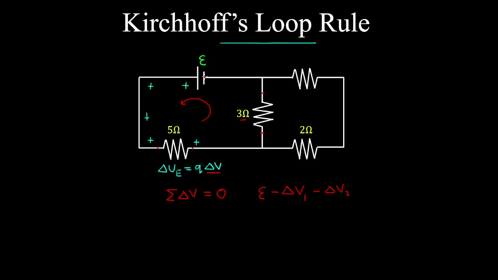So when we start at a point in a circuit and then get back to that point, the net change in electric potential is 0. And these types of circuits can typically be analyzed using a combination of Kirchhoff's loop rule, which is the conservation of energy, and Kirchhoff's junction rule, which is the conservation of electric charge.